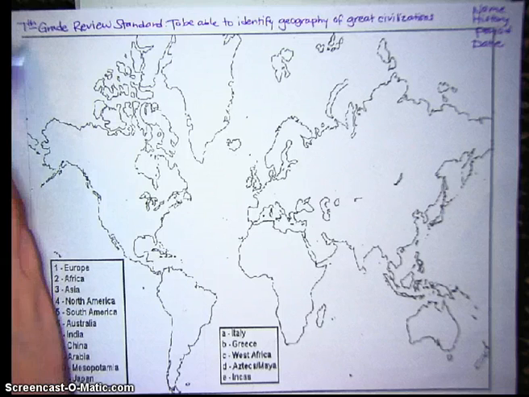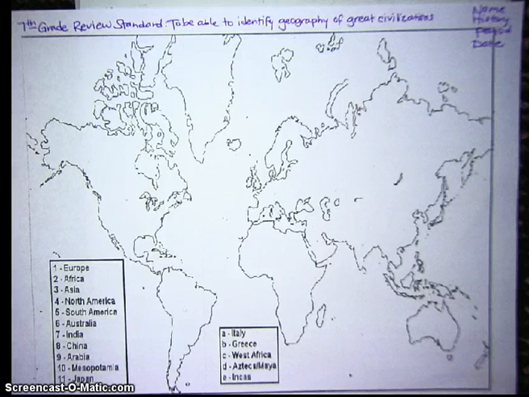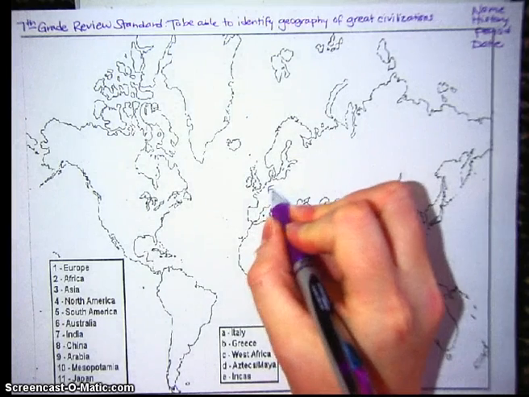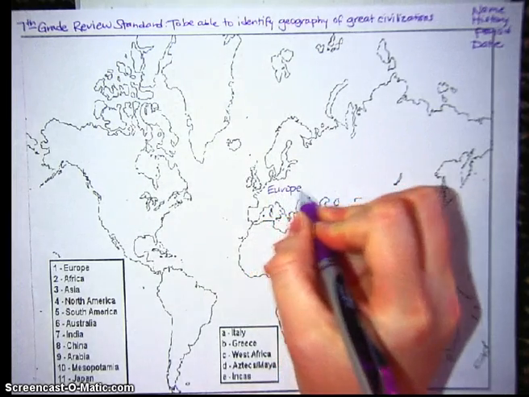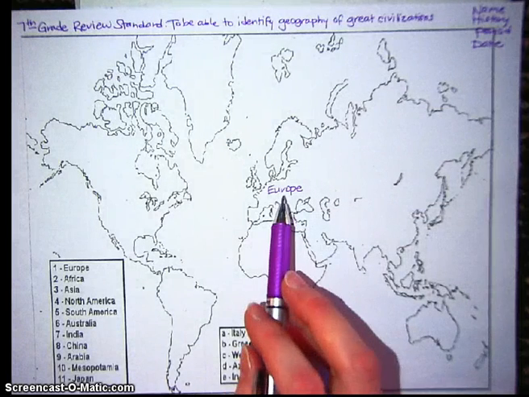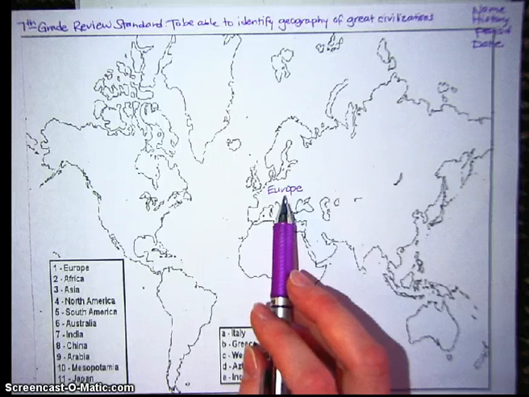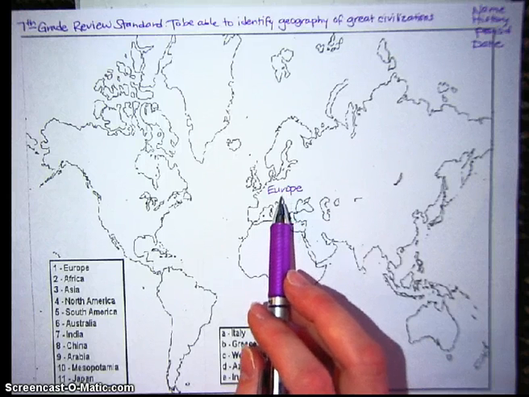Okay, up here at the top, this is a 7th grade review standard to be able to identify geography of great civilizations. Here we go. Number 1. One is Europe. Europe is right here. So just like I'm doing, exactly where I'm doing it, just go ahead and write the term in. Okay, there's 1, Europe. You might want to even say the name of the country or the name of the area, because it'll help you remember. Remember, if you hear it, see it, say it, write it.